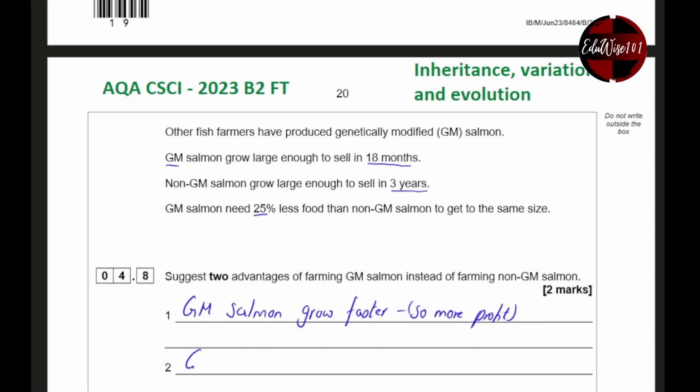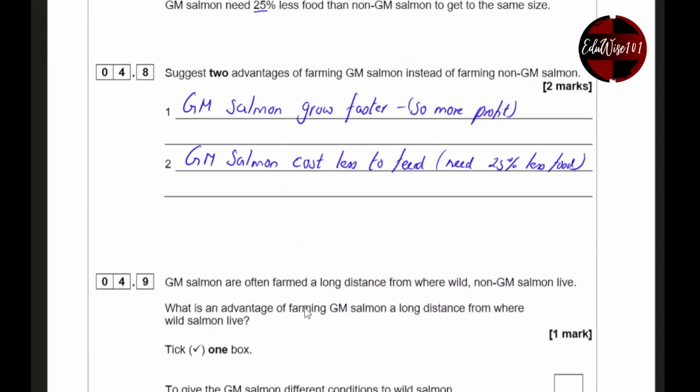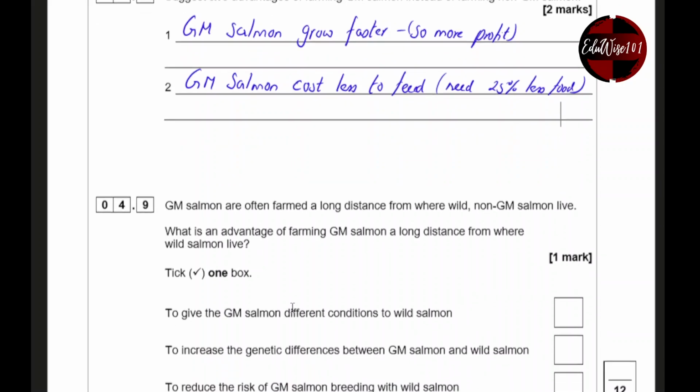And GM salmon cost less to feed, right? Why? Because they need 25% less food, right? Somebody has to pay for the food for the salmon, which is usually the farmer. So GM salmon cost less to feed.